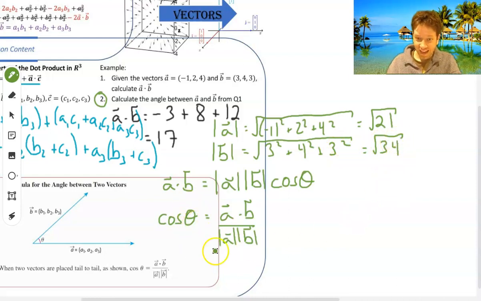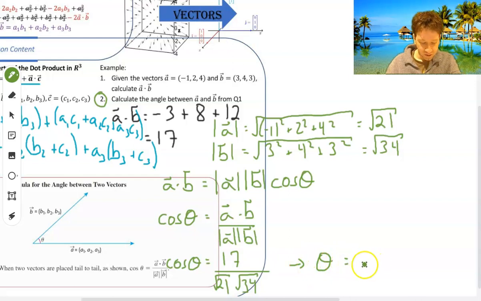So now I can find the angle between A and B, because their dot product is equal to 17, and we know their magnitudes are root 21 and root 34. And that equals cos theta. So take the inverse cosine, and we can get theta equal to 50.5 degrees.